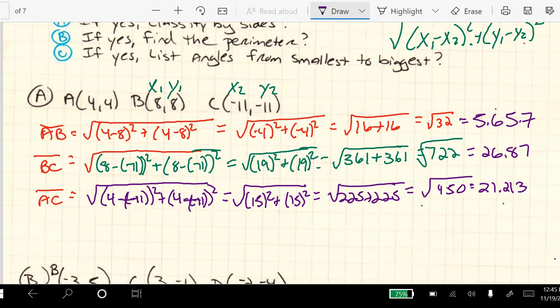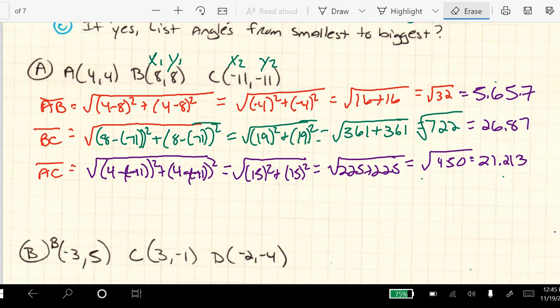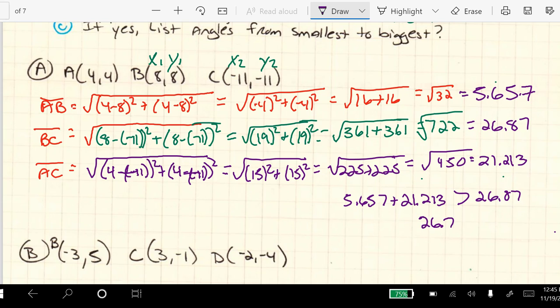For this, I would need to add the 2 smaller ones to see if the sum is greater than the big one. So let me check that out. These are my 2 smaller sides. It's going to be 5.657 plus 21.213, and I want to see if that's greater than my 26.87. 5.657 plus 21.213, and I get the same thing, 26.87.